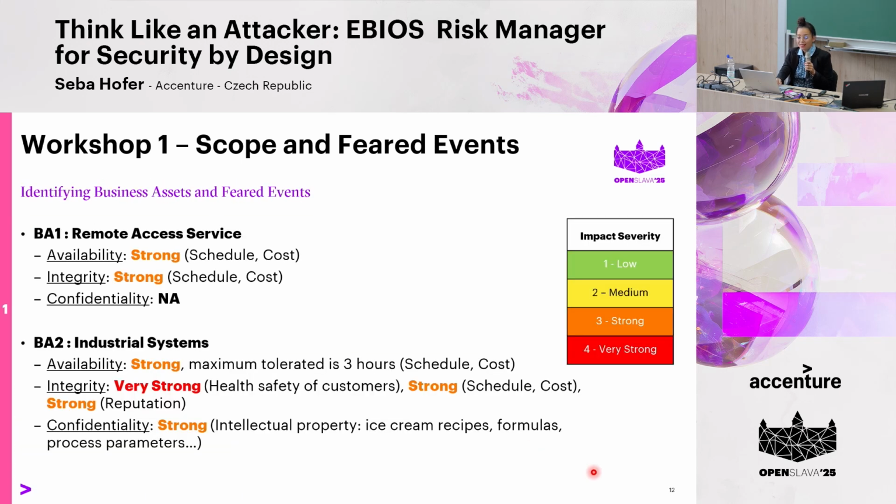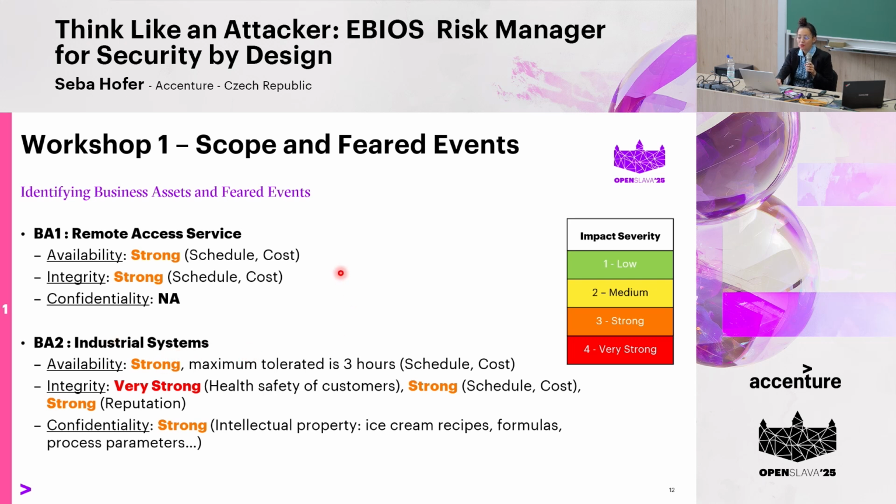And so we get to this step that is very important in workshop one, which is to identify the business assets and the feared events. So business assets are what we really care about in this system, what we want to protect. There are two things. First, the remote access service by itself, that we want to have a high availability because it's supposed to save time. And the industrial systems by themselves.